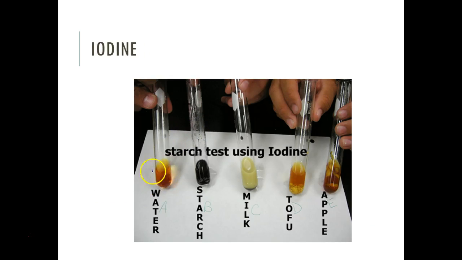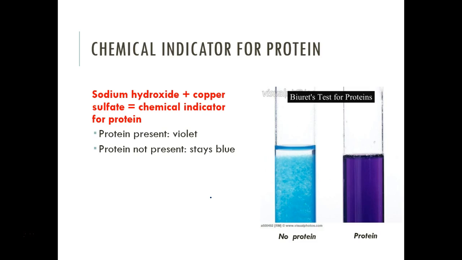You can see this brownish color right here, even mixed in with the milk, with the tofu and the apple. They're all that brownish color that iodine can normally be found in. However, if we mix it with starch, we see that the iodine turns a very dark color. And so that again is a positive test for starch. We have other chemical indicators for other macromolecules.